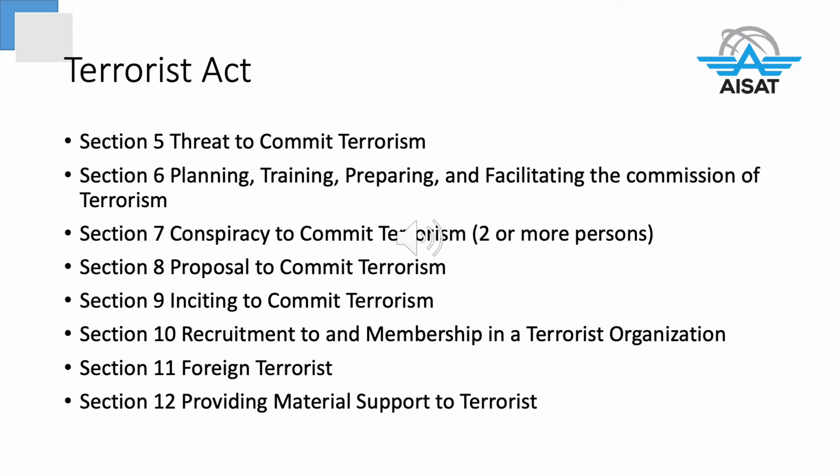Now, aside from Section 4, which we read in detail earlier, the definition of a terrorist act also included Sections 5 to 12. So I'm just giving you the headings of the sections. Section 5 is threat to commit terrorism. Section 6 is the planning, training, preparation, and facilitating the commission of terrorism. Section 7, conspiracy to commit terrorism. And when there are 2 or more persons, it's already considered conspiracy.